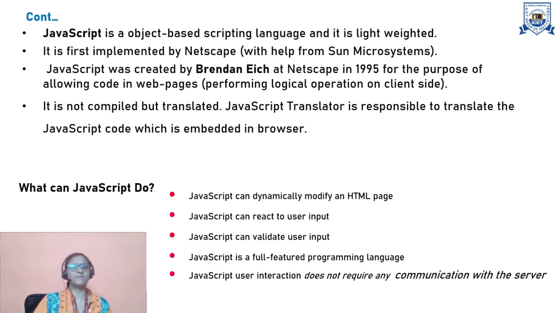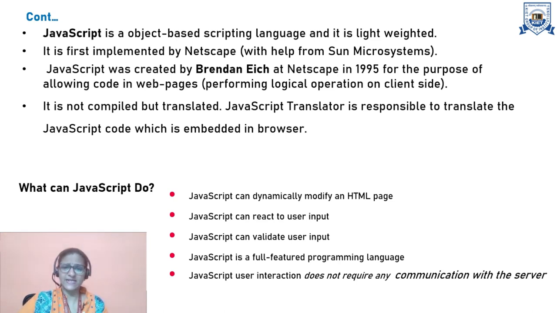It is an object-based scripting language and it is lightweight. It was first implemented by Netscape with help from Sun Microsystems. It was created by Brendan Eich at Netscape in 1995 for the purpose of allowing code in web pages so that logical operations can be performed on the client side. It is not compiled, but it is translated, because the JavaScript translator embedded in the browser is responsible for translating the JavaScript code.